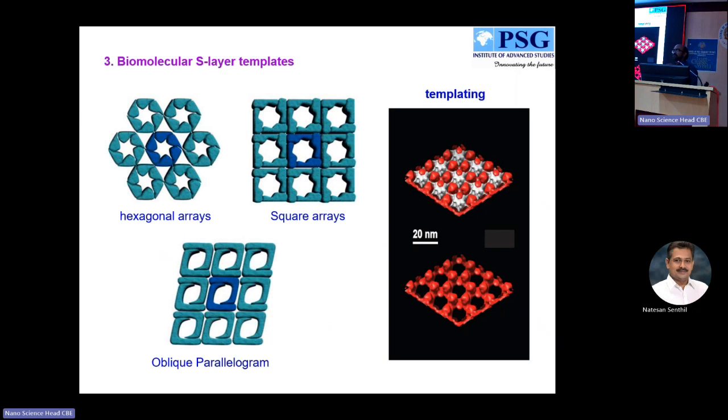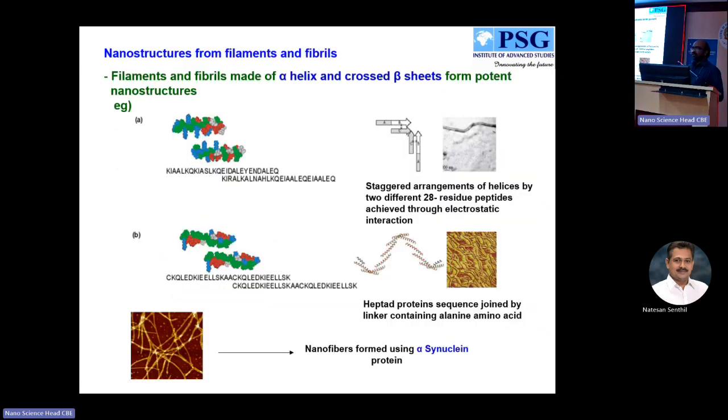That's why it is called molecular S layers and templates. So it's a template, and different types of things can be brought in. Just think, you have to put your imagination to see this. Templating includes square arrays, hexagonal arrays, oblique parallelograms, all are there. So the bacterial surface layer protein has enormous potential.